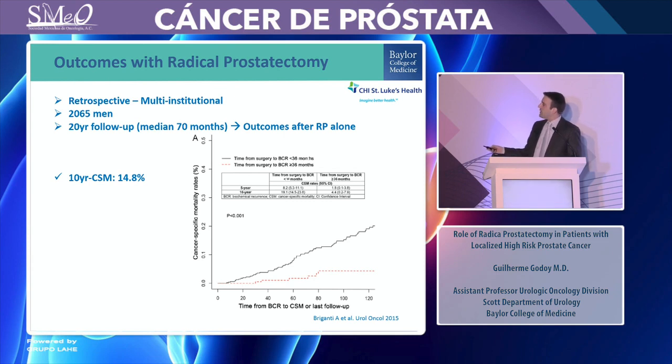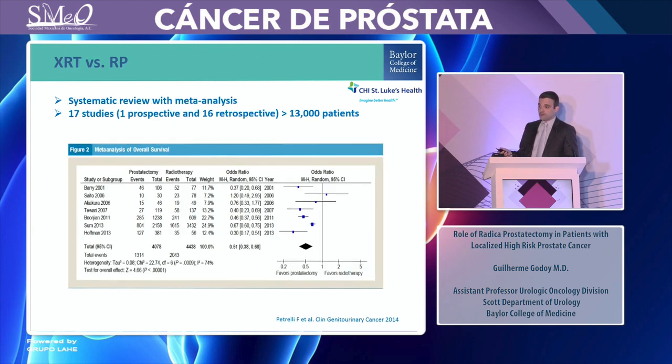Interestingly, they observed that the patients who had biochemical recurrence sooner than 36 months had a very, very strong predictor factor for cancer-specific mortality. So they identified that early biochemical recurrence as a stronger factor, which is intuitive too, but they were able to show that.